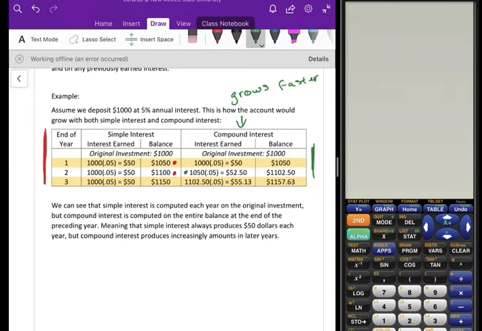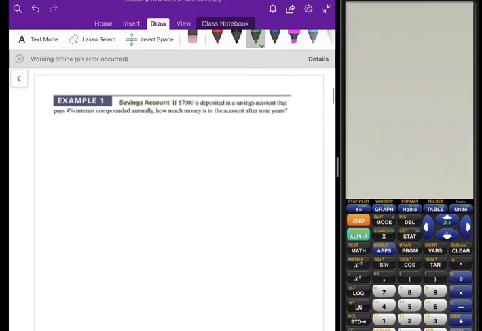So here it says, we can see that simple interest is computed each year on the original investment, but compound interest is computed on the entire balance at the end of the preceding year, meaning the simple interest always produces $50, which is what we see from here and here. But compound interest produces increasing amounts in later years, which is what we're seeing right there. We started with 50, then became 52.50, then 55.13.